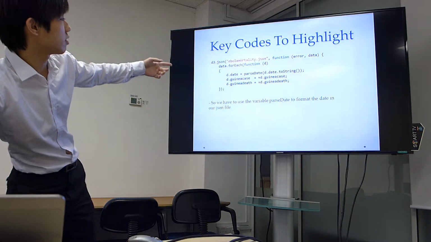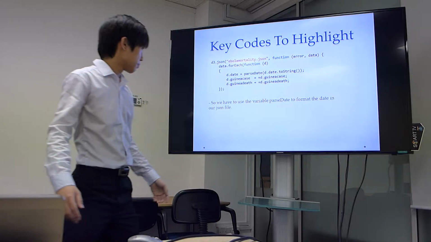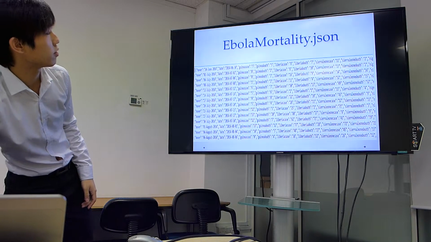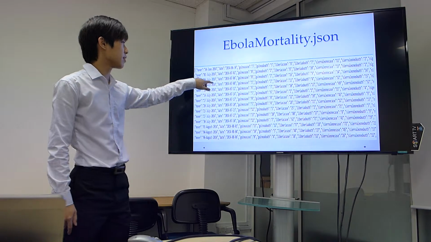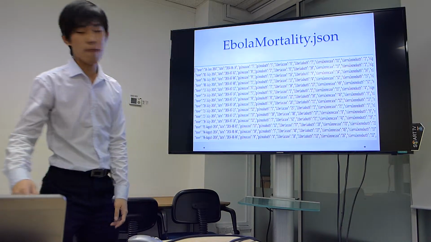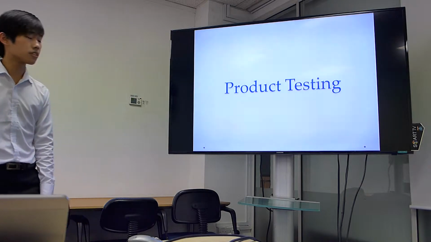So this is how we collect the data, and the data we have to change the format to string. And this is an example of the JSON file: the date, the case of each country. And I'll pass the time to Jin Lee to do the testing.